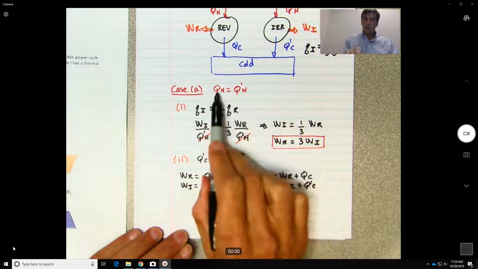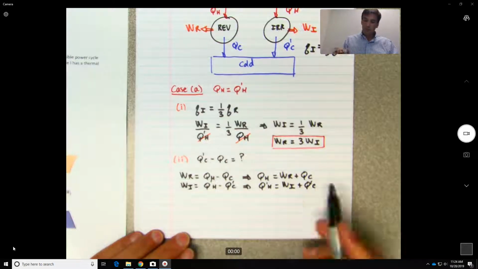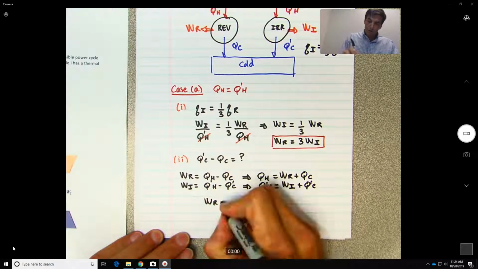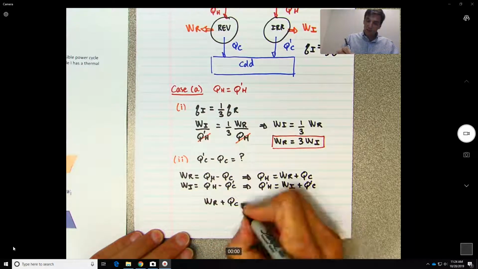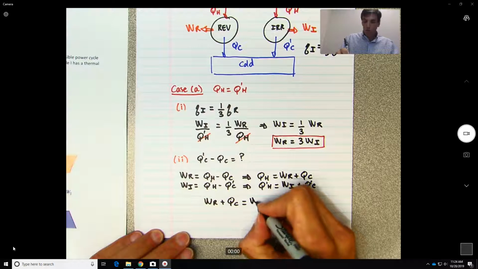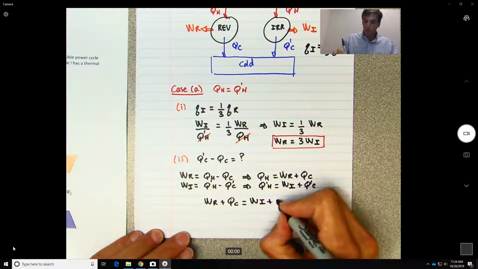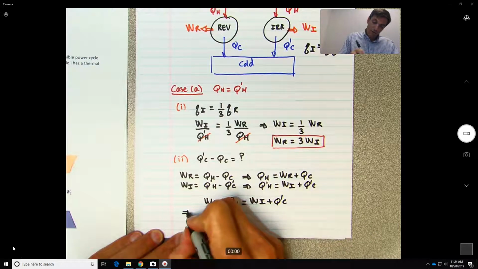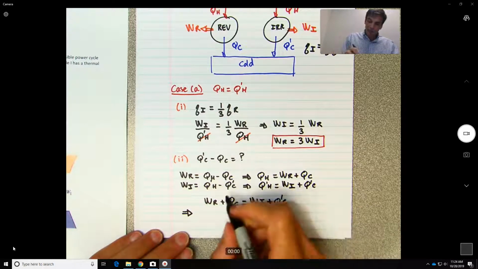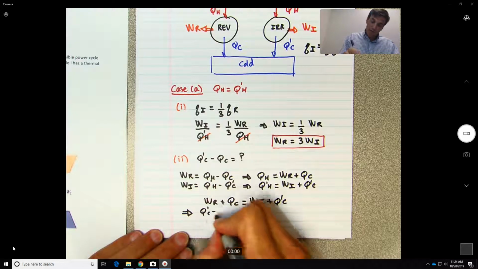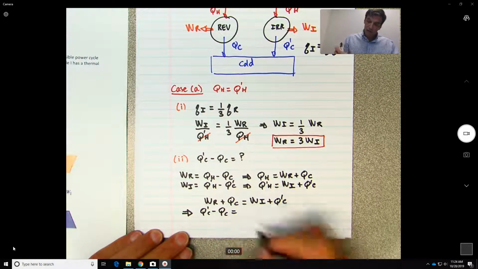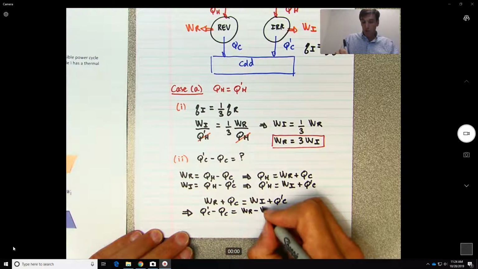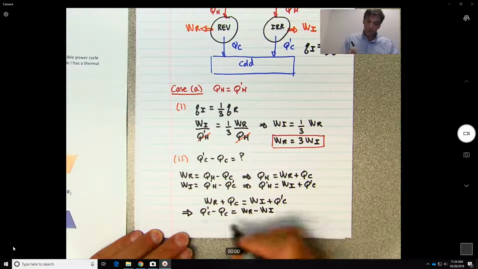Since we know that QH equal Q prime H, we can equate these two equations and we'll have what? Work of the reversible plus QC will be equal to work irreversible plus Q prime C. So now if we solve, what do we get? Q prime C minus QC will be equal to what? Work of reversible minus work of irreversible.